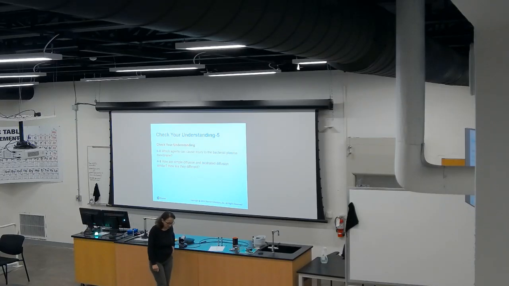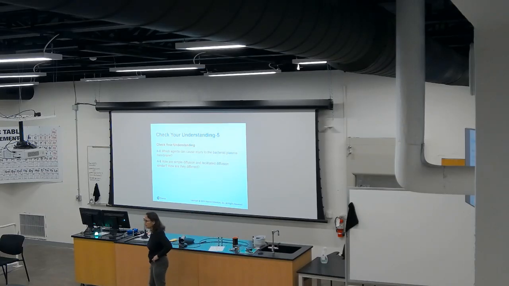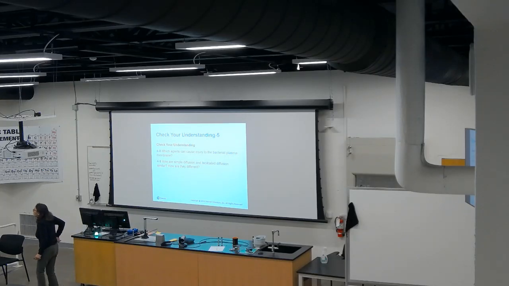So, let's see. Which agents can damage the plasma membrane in bacteria? Alcohol and detergents.